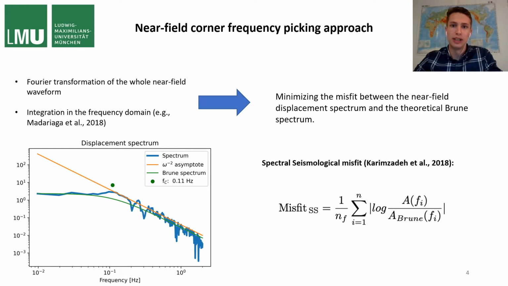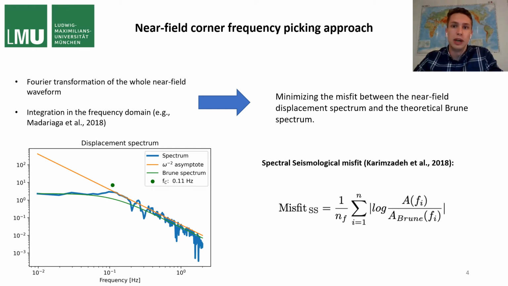Now I shortly explain how we pick the corner frequencies. We use the full near-field displacement spectra and do not try to separate them into P and S wave spectra, because we are not interested in inferring source dimensions, but want to analyze the variability of the relative near-field frequency content. As a first step, it's important to perform the integration from velocities to displacements in the frequency domain to avoid artifacts from transforming a non-periodic signal with static displacement. And then we calculate the misfit between the displacement spectrum and different theoretical Brune spectra with different corner frequencies within a realistic range. And then the Brune spectrum with the minimal misfit dictates the corner frequency.